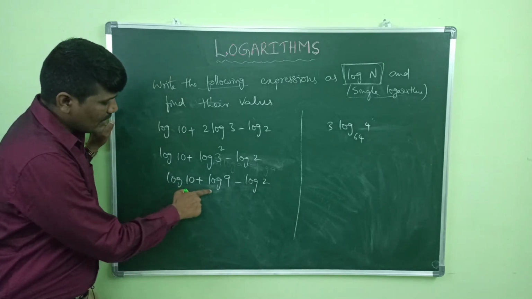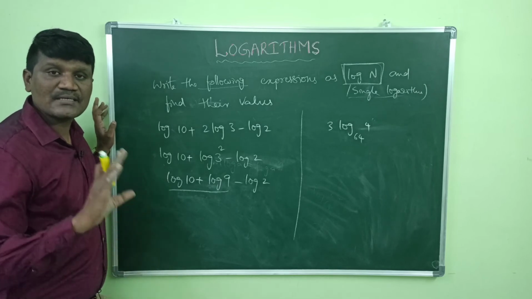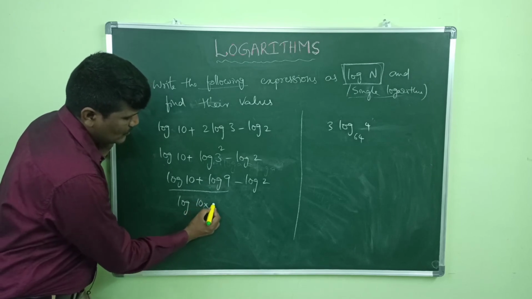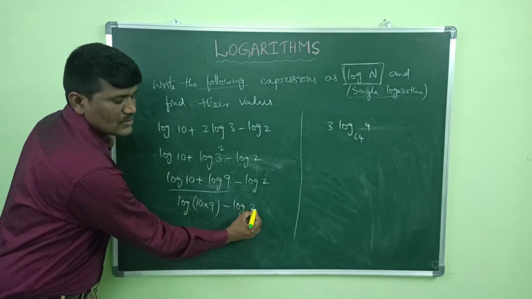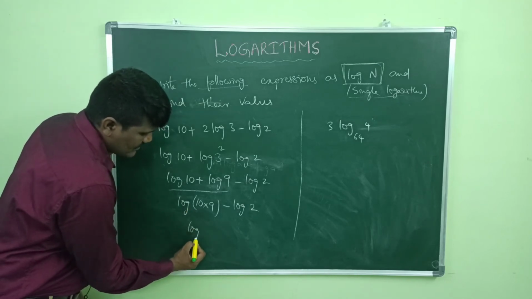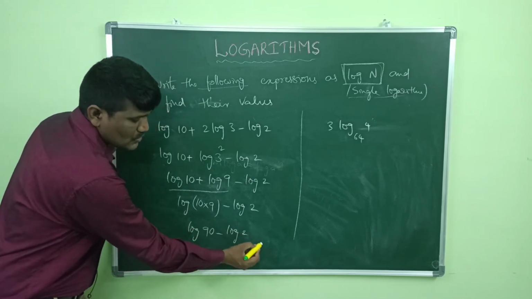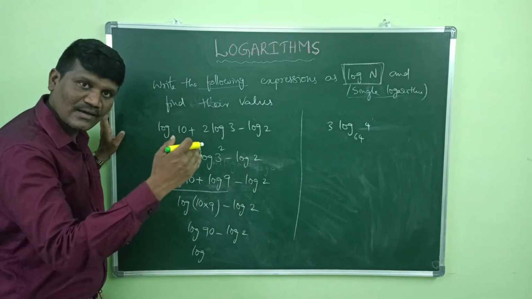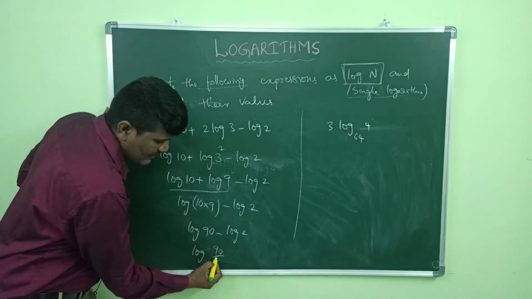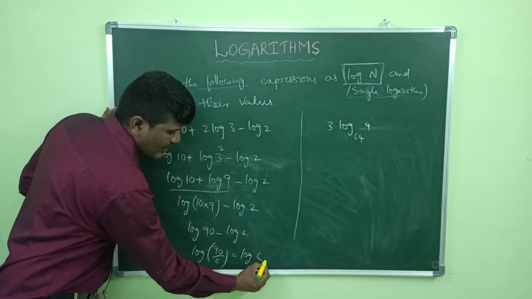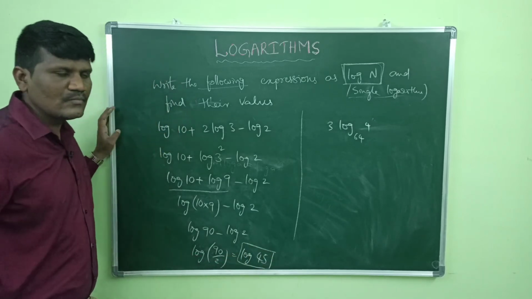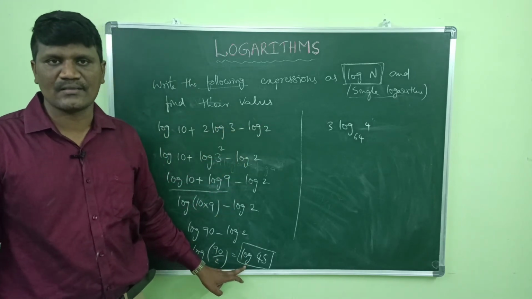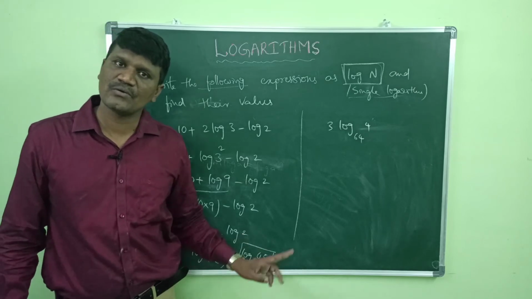Okay. So now you can use the product rule. Log x plus log y is equal to log xy. So log 10 into 9 minus log 2. So this is log 90 minus log 2, which is again log x minus log y form. Log x minus log y is log x by y. So log 90 by 2 is equal to log 45, that is the answer. So the question is given in 3 logarithms. I made it into a single logarithm by using the product rule, division rule and power rule.